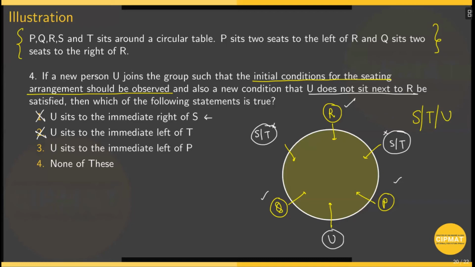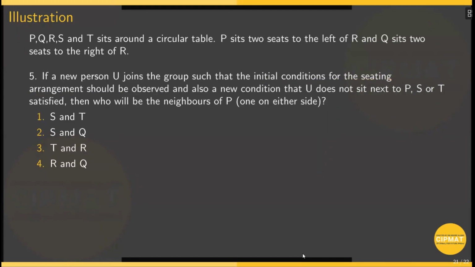Let's see what is the third option. U sits to the immediate left of P. To the immediate left of P, the head is P, and to the immediate left of P, U is sitting. Yeah, I think this is correct. So option number 3 will be correct in this particular case. I hope you have understood this question as well. Now, let's move forward to the next question.